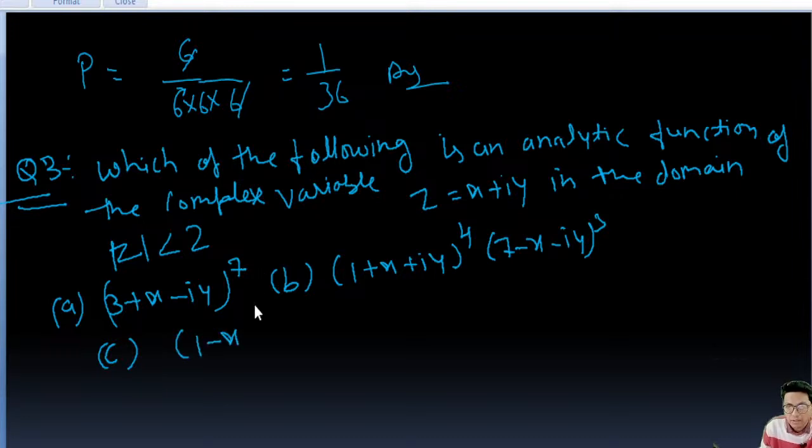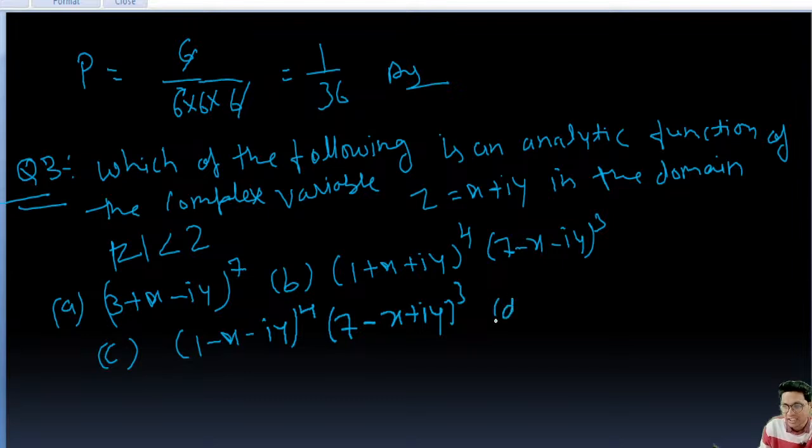1 minus x minus iy, whole to the power 4, into (7 minus x plus iy) whole to the power 3, and D is (x plus iy minus 1) to the power half. Okay, so this is the question.